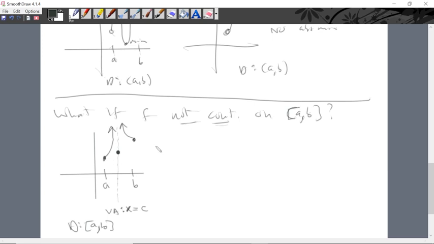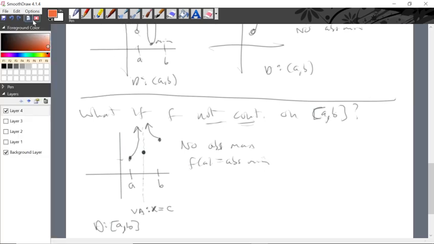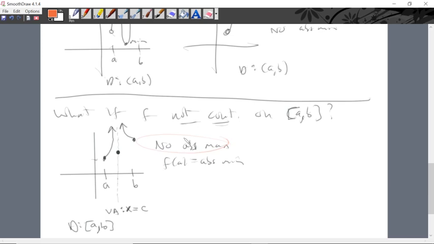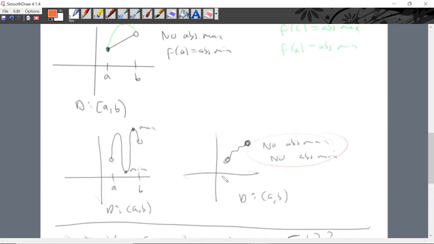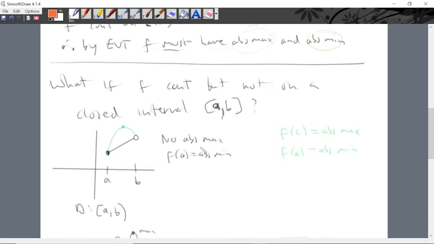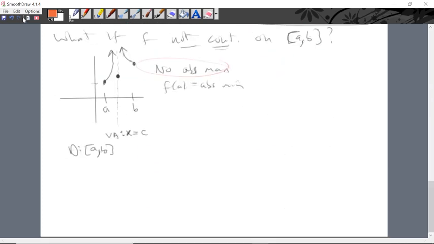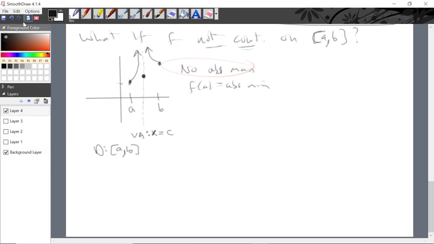And as a consequence, we can see there is no absolute max, because it just keeps going up. For this function, there is an absolute min. It turns out that f of a is an absolute min. So the point is that we don't have continuity. Here's one case that shows that we might lose either one or the other, absolute max or absolute min.